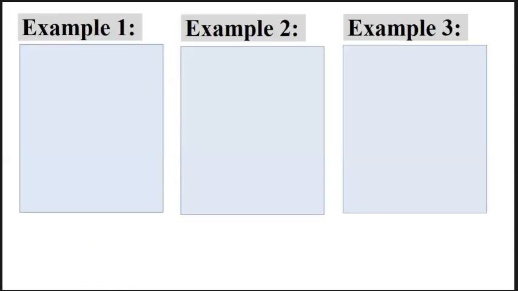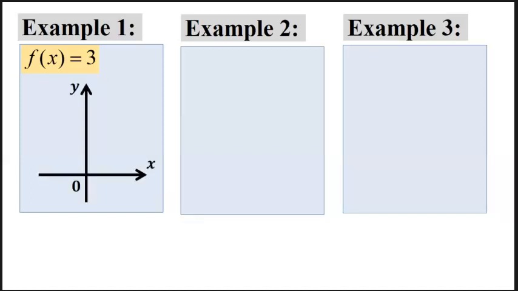So example number 1, f(x) equals 3. This is an example of a constant function. So let's see how we sketch this graph here. In the Cartesian plane, we'll just have a horizontal line pass through the y-axis at positive 3. So there goes the graph for the constant function f(x) equals 3.